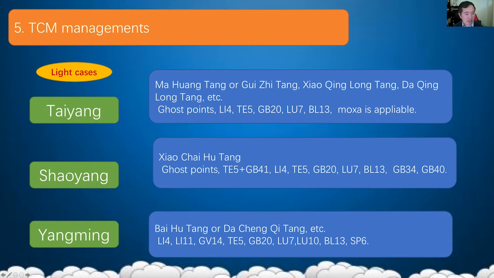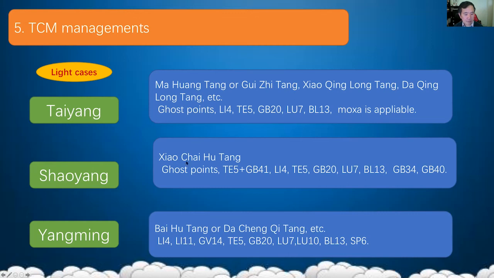But at the Shaoyang stage, people start to have different manifestations, for example, chills alternating with fever, bitter taste, poor appetite, etc. At this moment, we are not able to use Ma Huang Tang or those kinds of formulas I have listed.